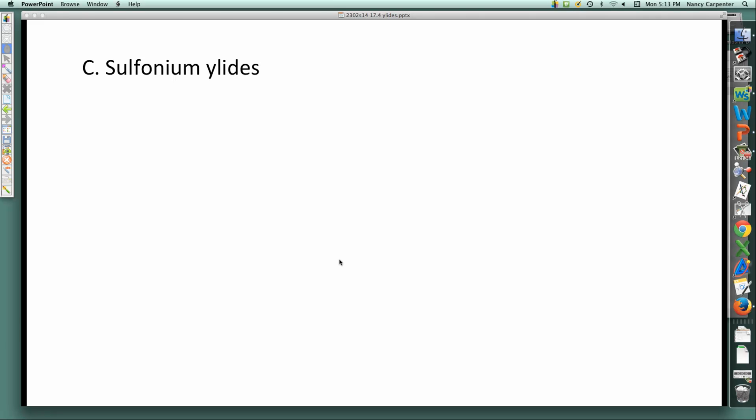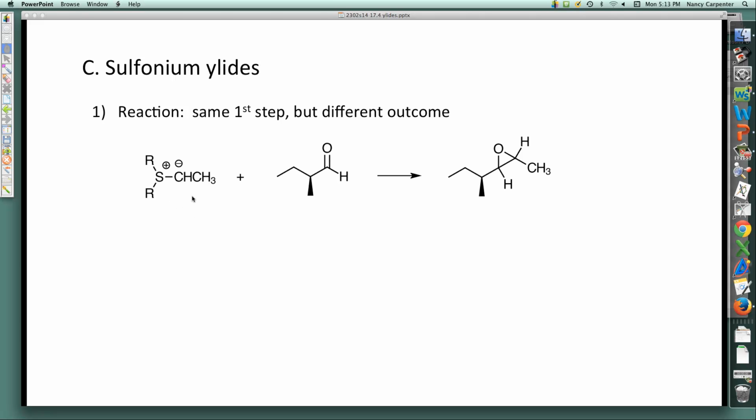Once you got that down, everything's peachy keen until you get to sulfonium ylides, and you think they should do the exact same thing, but unfortunately they don't. So sulfonium ylides have the exact same first step, but the outcome is a little bit different. So here's my sulfonium ylide. It reacts with an aldehyde, but as you can see, I do not get an alkene, I get an epoxide. The first step is the same, reaction of the nucleophilic carbanion with the electrophilic carbonyl. So what the heck is going on?